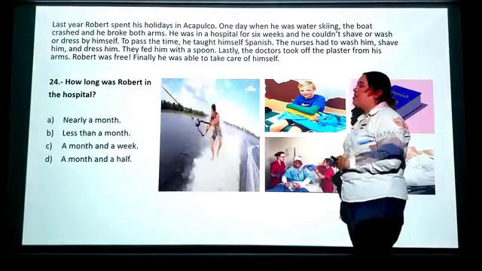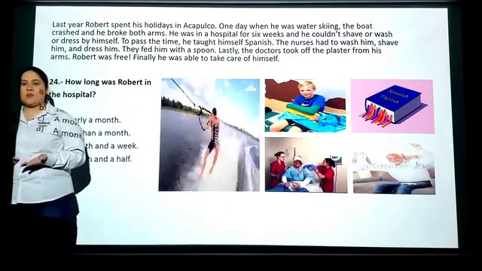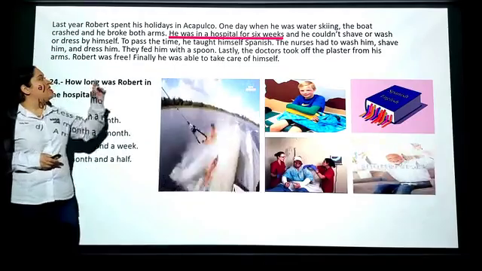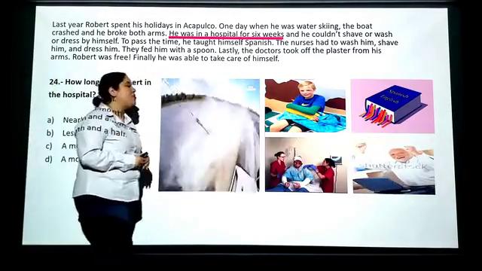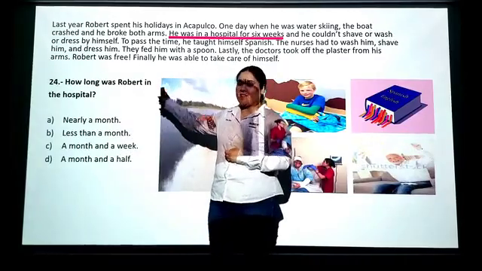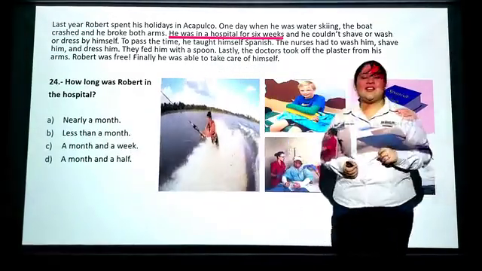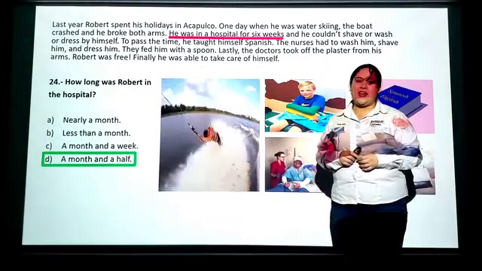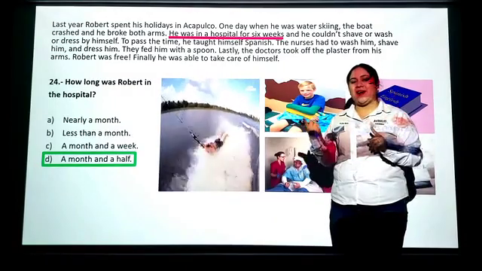Okay. In this case, they are asking us, how long was Robert in the hospital? I stress this information for you. 6 weeks. Now, the answers do not have 6 weeks, right? So what we have to do is a conversion in our minds, and it is going to be equal to a month and a half. 4 weeks, 1 month, 2 weeks, the half.